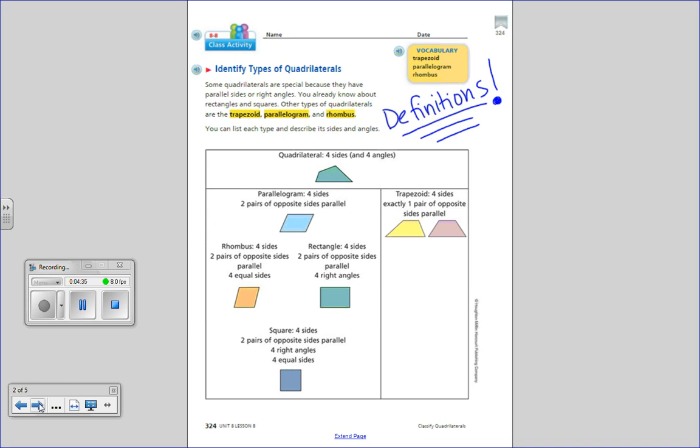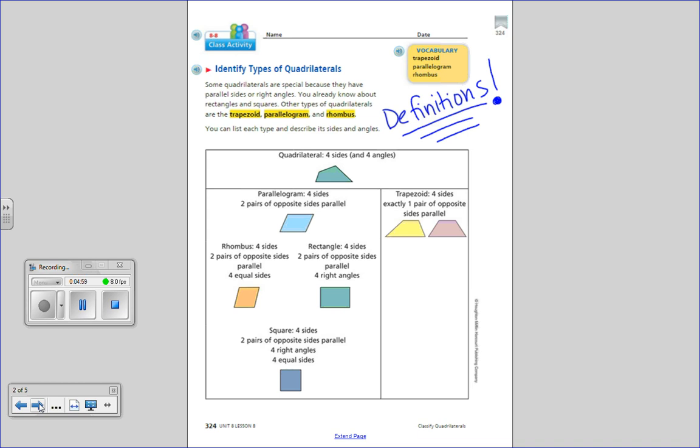Some quadrilaterals are special because they have parallel sides or right angles. You already know about rectangles and squares because we did a lot of that work in our primary grades. Other types of quadrilaterals are special. They're the trapezoid, the parallelogram, and the rhombus. You can list each type and describe its sides and angles.